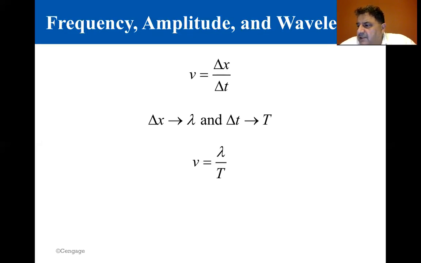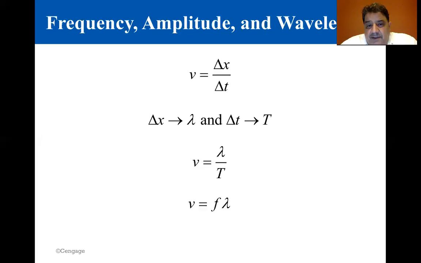Because the frequency is the reciprocal of the period, we can write this as shown. Okay, so the velocity equals the wavelength divided by the period.